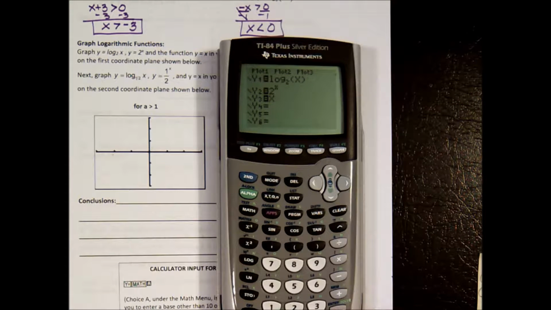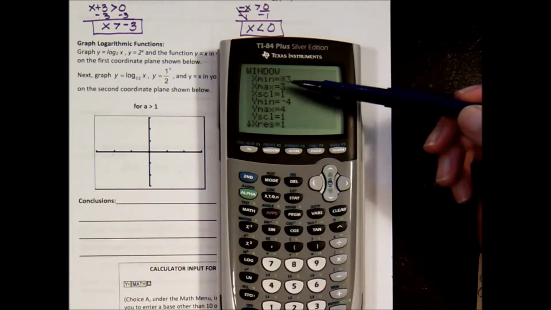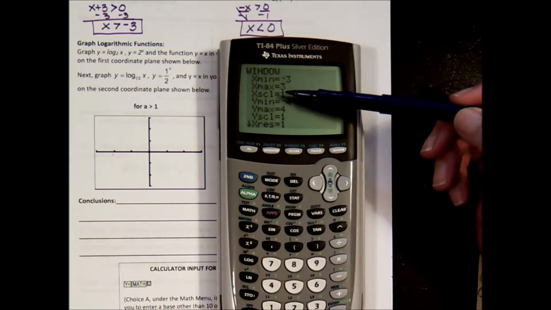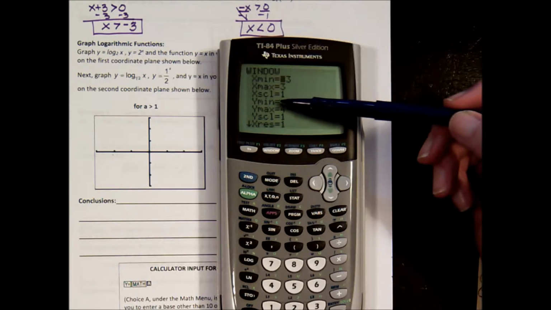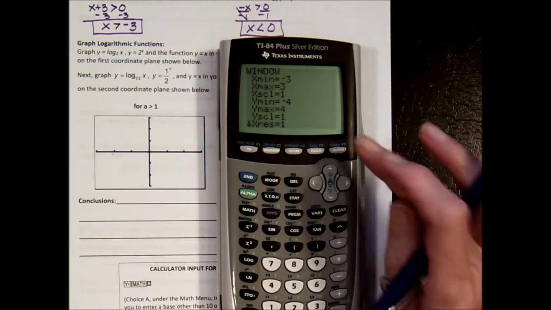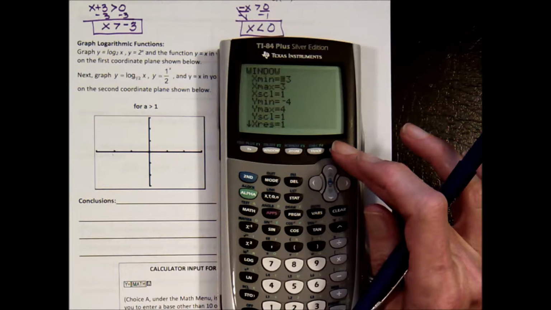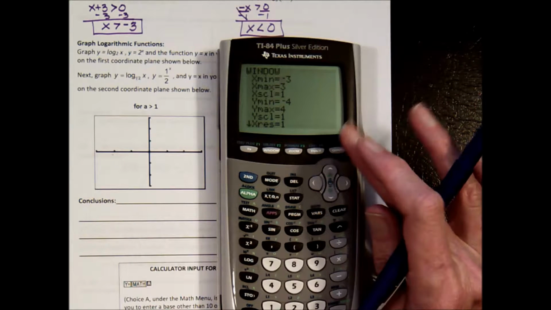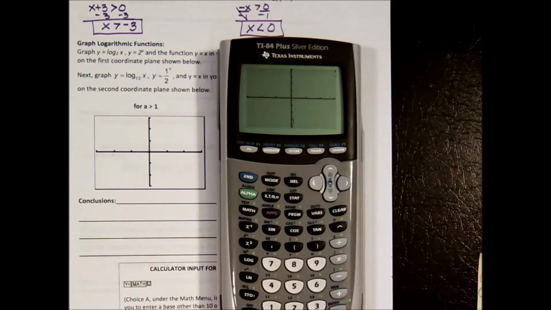Now I've already set my window, so let me show you how you should set yours. If you go into window, I want you to set x min at -3, 3, x scale 1, and then -4, 4 for y, and y scale 1. When you hit graph, remember it's going to go in the order of the log first, and then its inverse, which is the exponential, and then the line y equals x. So let's take a look.